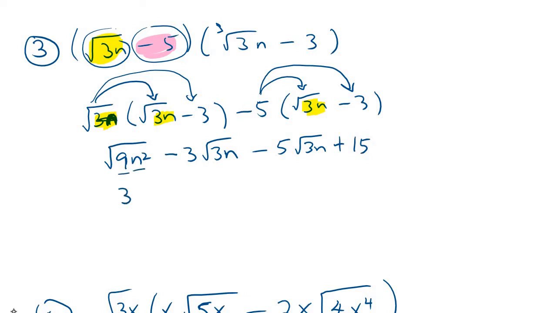The square root of n squared is n. Okay, we're done with that. And then we go to the second one. So we're going to have that cannot be simplified anymore. And then this one cannot be simplified anymore. And then plus 15 over here.